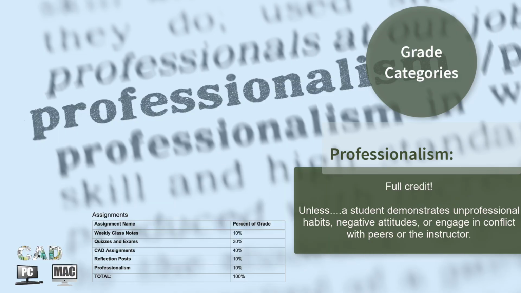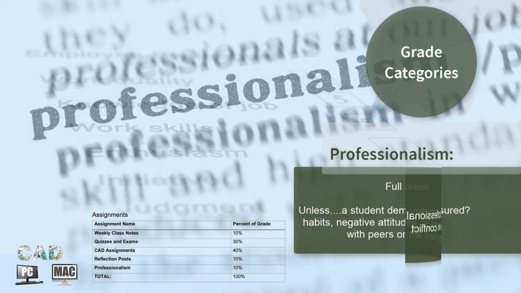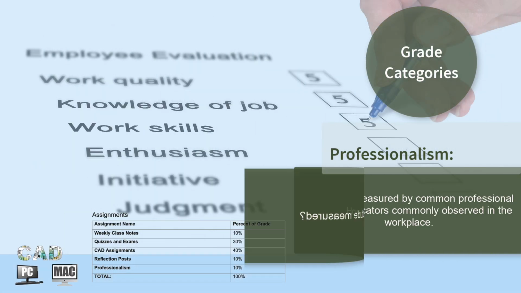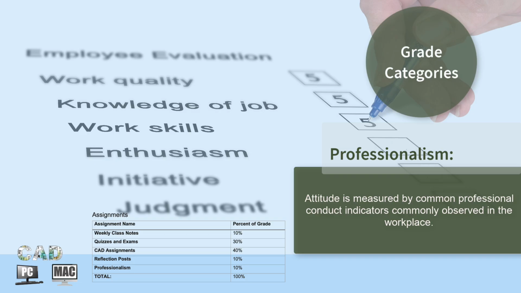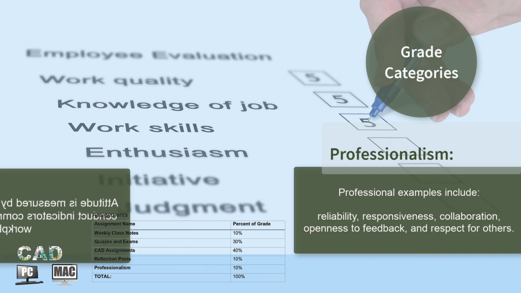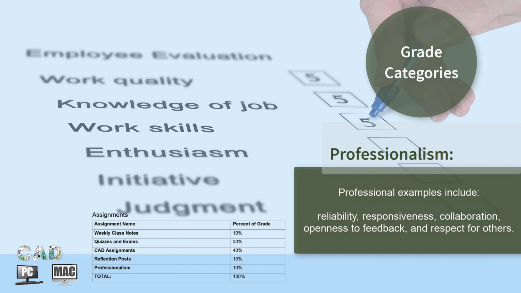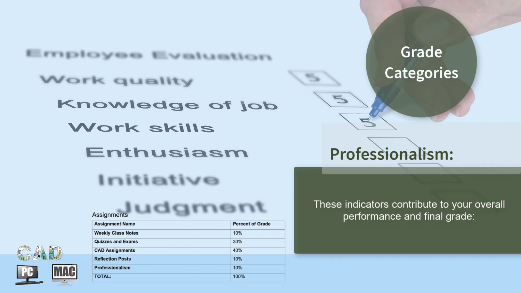All students should earn full points for this grade category unless they demonstrate unprofessional habits, negative attitudes, or engage in conflict with peers or the instructor in an unhealthy manner. How is attitude measured? Attitude is evaluated by using professional conduct indicators commonly observed in the workplace. Examples include reliability, responsiveness, collaboration, openness to feedback, and respect for others. These indicators contribute to your overall performance and final grade.